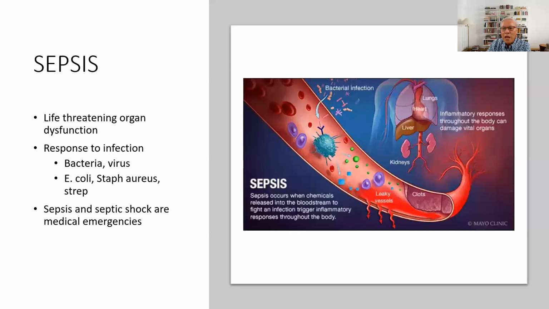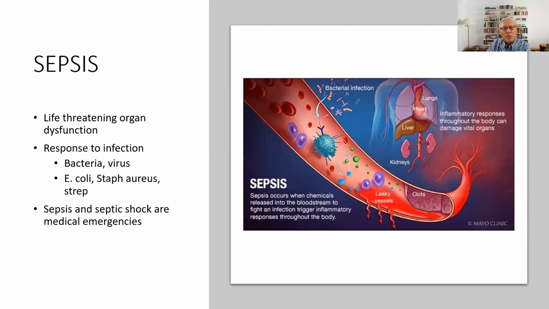with sepsis are E. coli, Staph aureus, and some strains of streptococci. Infections that lead to sepsis can begin anywhere in the body. But most commonly, they start in the urinary tract, and that's the most common. They could also start in the lungs, the skin, as well as the GI tract.